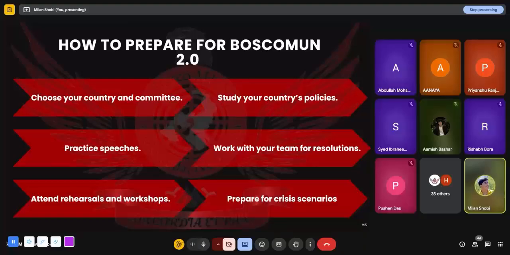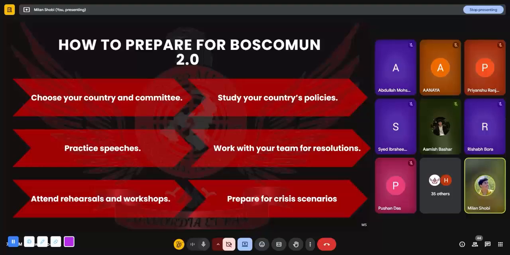You just need to do the right research, you just need to do the right amount of strategy planning, and you actually have it in yourself. But you really need to practice your speeches in order to be flawless when you are presenting your case in front of the committee.